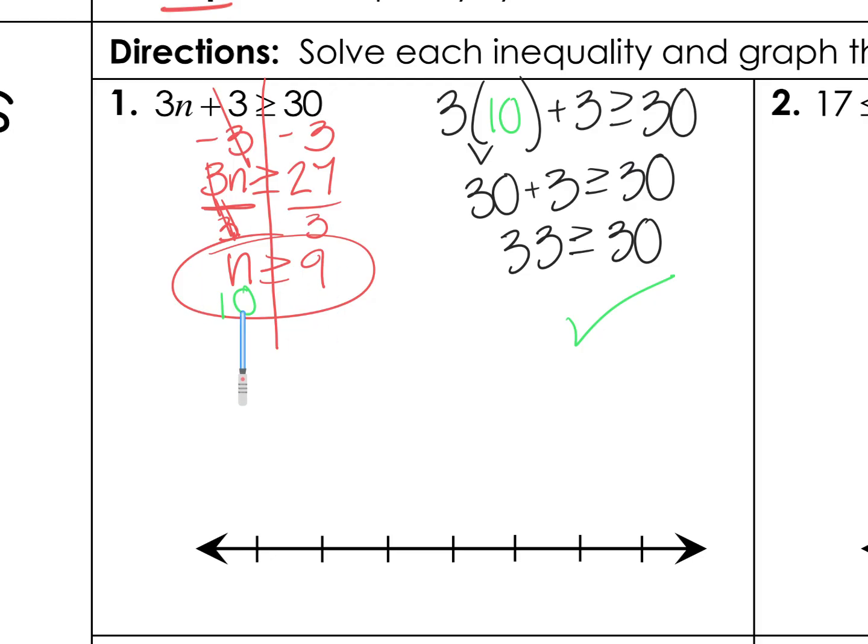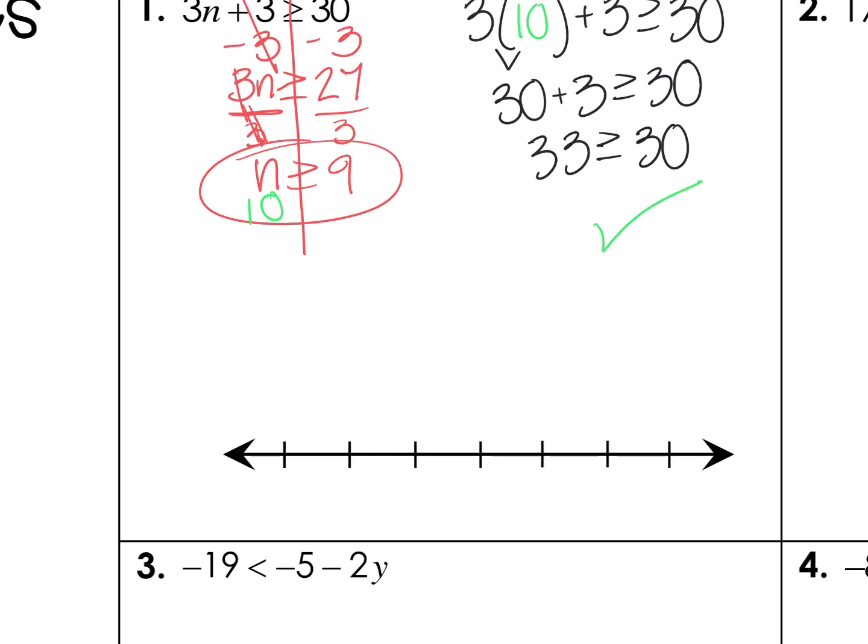Now this is what we're graphing because this is what we were solving. And we would put on our graph the number 9 to put our point. And because our inequality is greater than or equal to, it's going to be a closed circle.